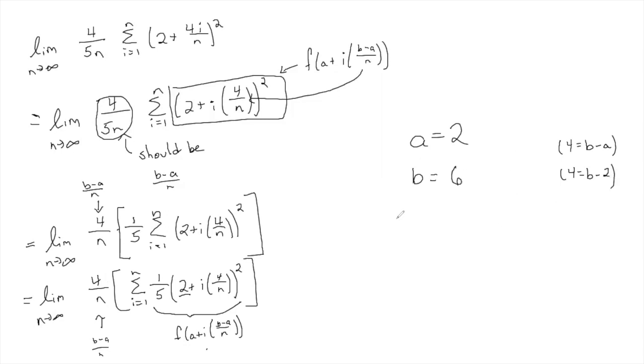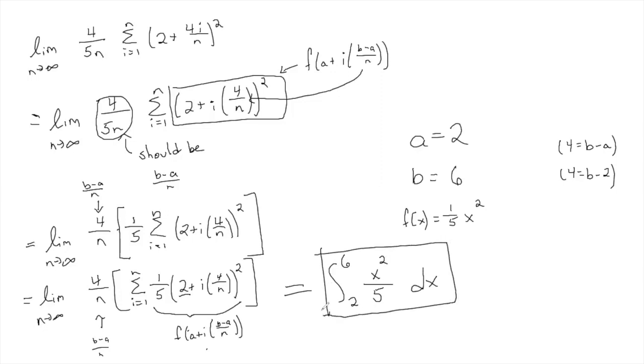6. And then finally, what's f of x? Well, it's the whole inside, right? I have it written in this form, but if I just replace this guy by an x, I get what I'm looking for: 1/5 x squared. Take whatever the input is, square it, and then multiply by 1/5. Okay, so finally, I can answer the question, and I have the integral from 2 to 6 of x squared over 5 dx. And that's what that question was asking for.